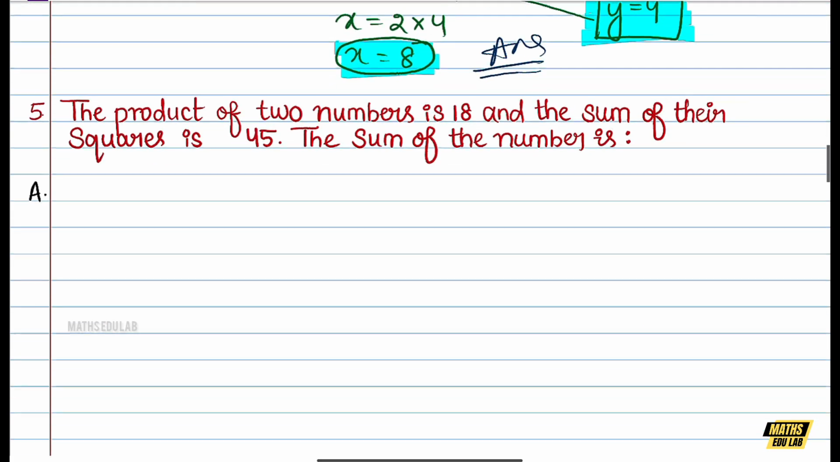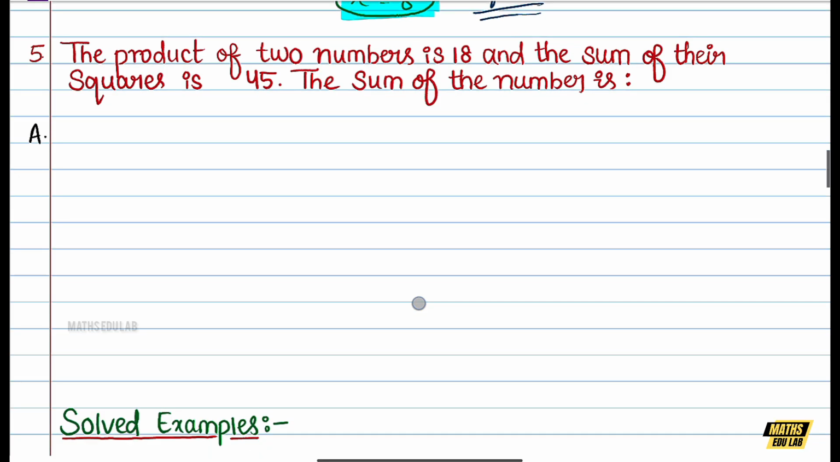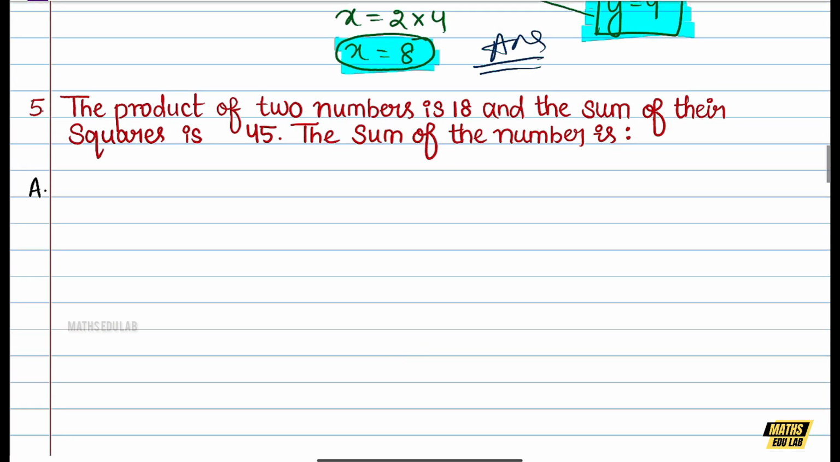Now we will go for the last question. It is given that the product of two numbers is 18 and the sum of their squares is 45. For the given question, we don't know the two numbers. So let A and B be the two numbers. These are the two numbers which we have.